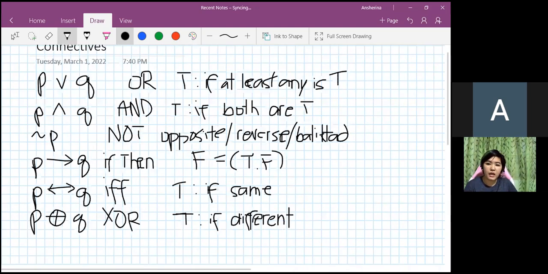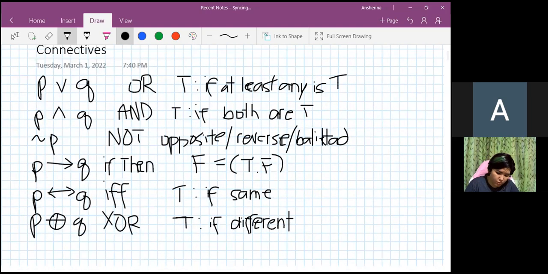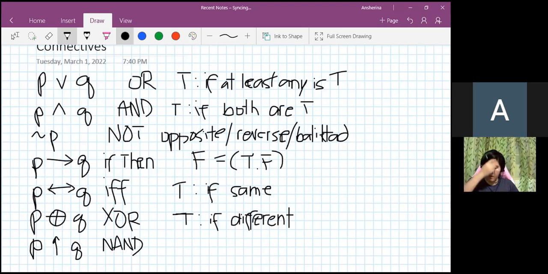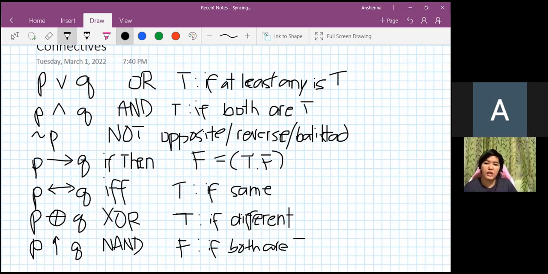And then the last one, we have the Sheffer's stroke or P up Q, or the not and. So, this is the opposite of and. So, this is false if both are true. Okay? So, let's leave this at this. Let's make this our cheat sheet because we will proceed to activity 4 to create a truth table on the following.